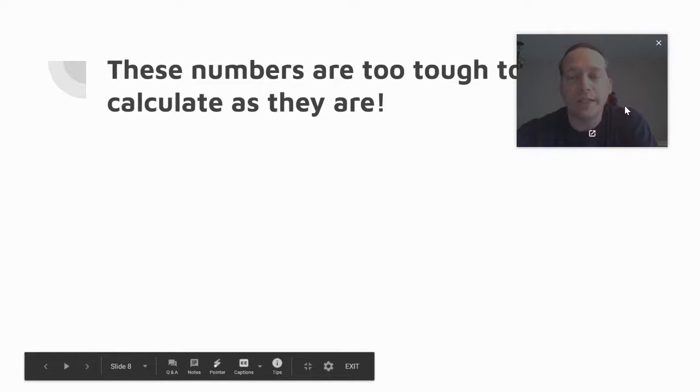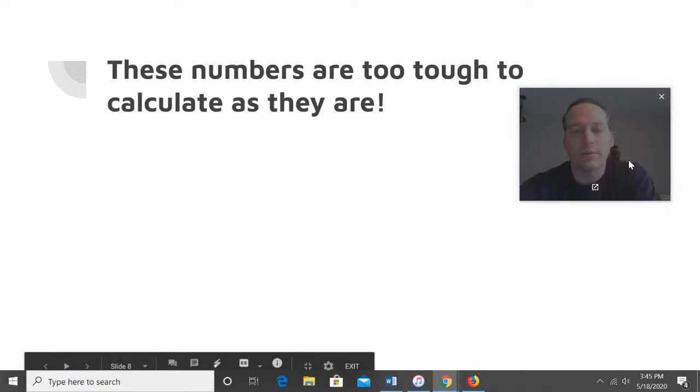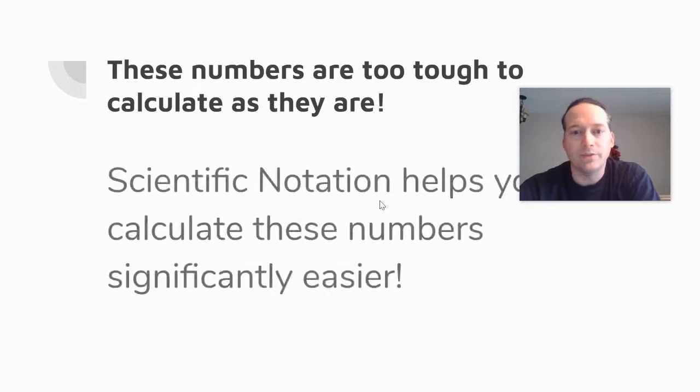So what we do is we turn them into something called scientific notation, and it allows you to multiply these numbers significantly easier. All you do is plop a couple numbers into a calculator, boom, boom, boom, you're done. It makes a nearly impossible task very, very manageable.